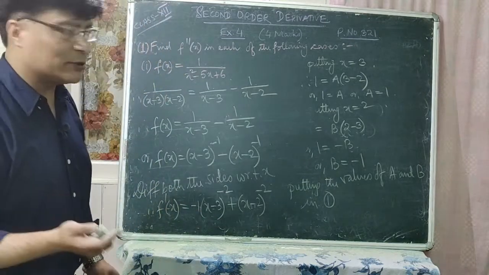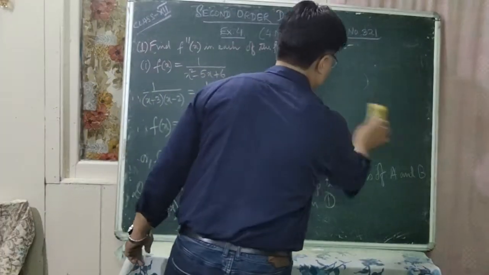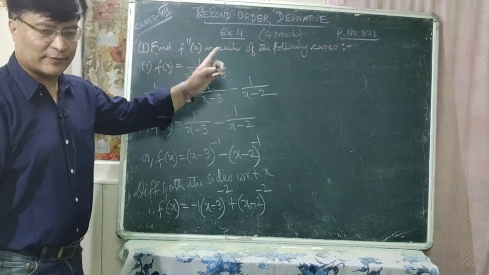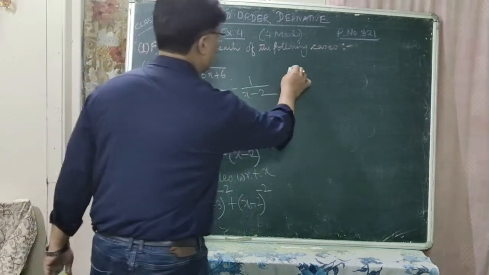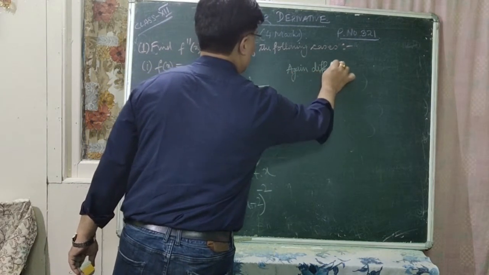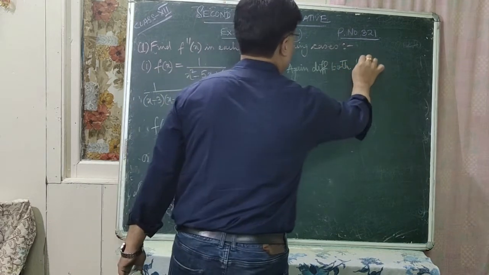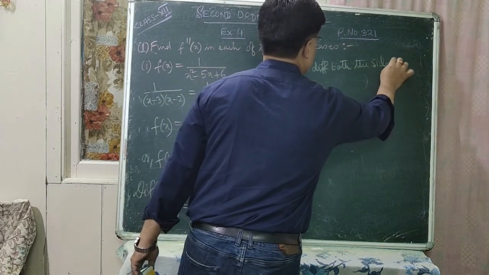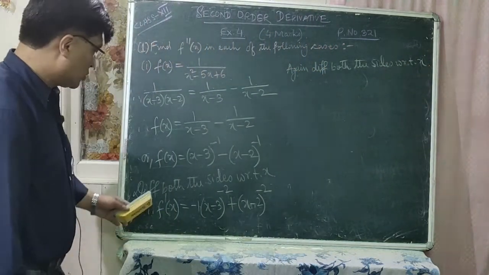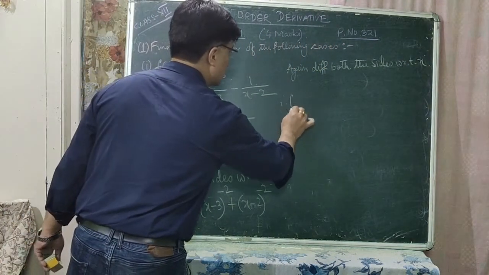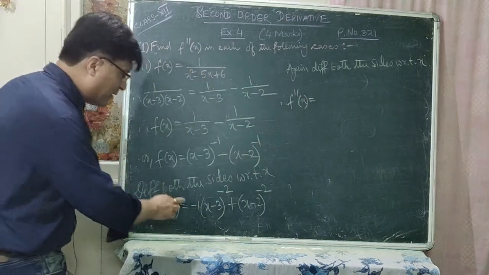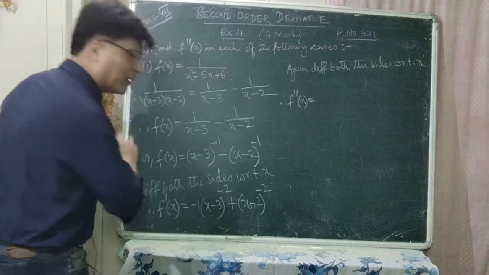Again, you have to differentiate it because you have to get f double dash of x. So what do we have to do here? f double dash of x, right? So again differentiating both the sides with respect to x, right? So this f dash of x now becomes f double dash of x is equal to, now what is d by dx of minus 1 into x minus 3 whole to the power minus 2?